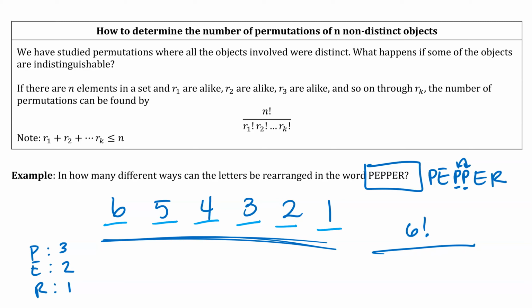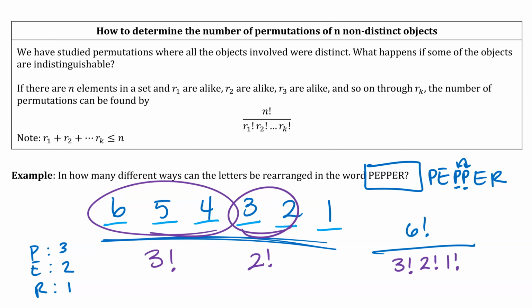So you can imagine, let's say these were our 3 P's. Rearranging those would be 3 factorial. So we have to divide by 3 factorial. If these were our 2 E's, we have to divide by 2 factorial. And then for our R, you can write it if you want, but it's really not necessary. So really we just have to divide by any repetition or repeated letters. So we have 6 factorial divided by 3 factorial times 2 factorial.